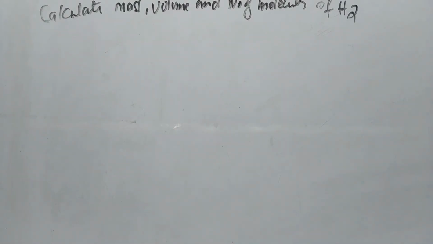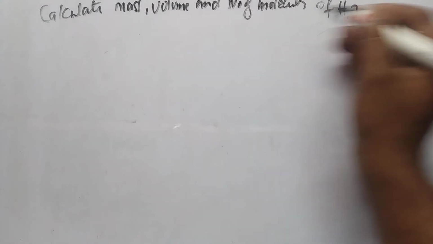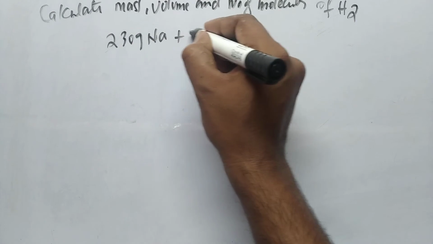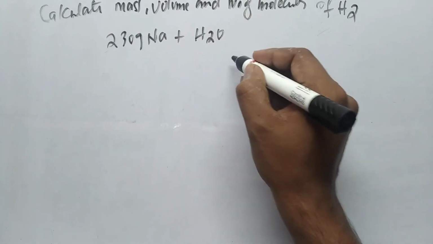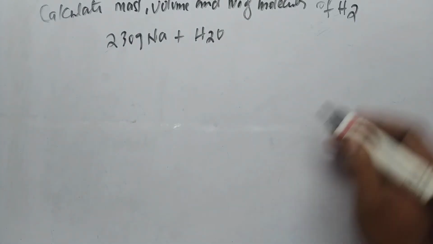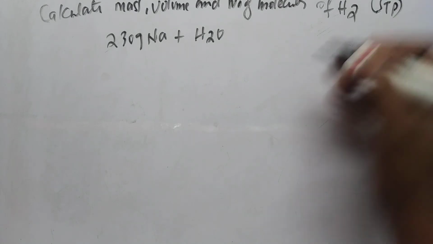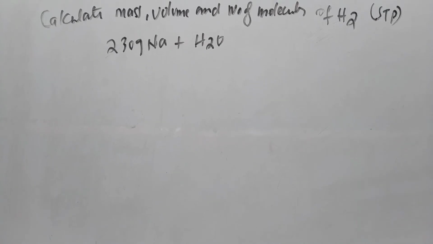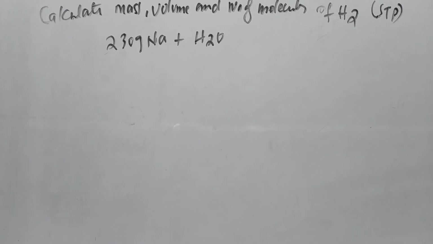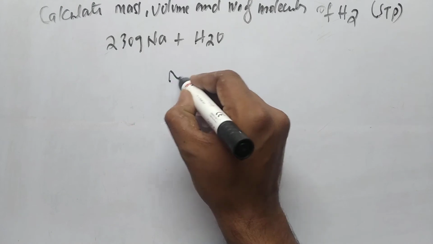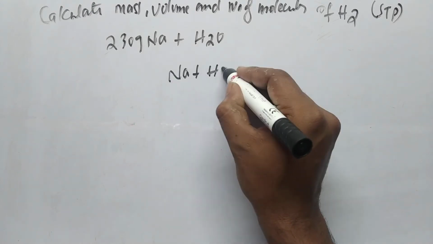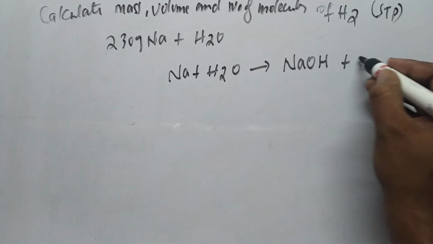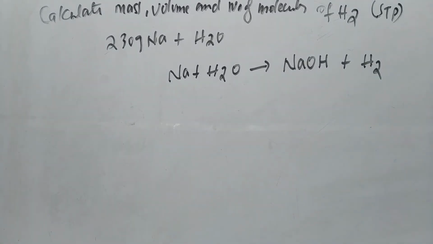So when 230 grams of sodium reacts with an excess amount of water, they are getting some hydrogen gas. It is there at STP condition. So this is the question. If you want to calculate for these types of questions, you need to take the help of the standard reaction. We know that whenever sodium reacts with water, we'll get sodium hydroxide, a metal hydroxide, plus hydrogen gas. So you need to balance it first.